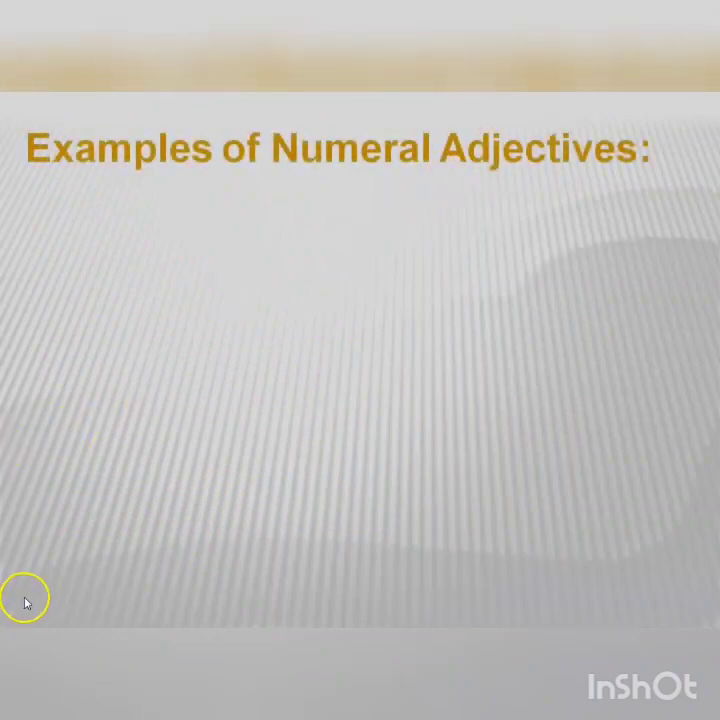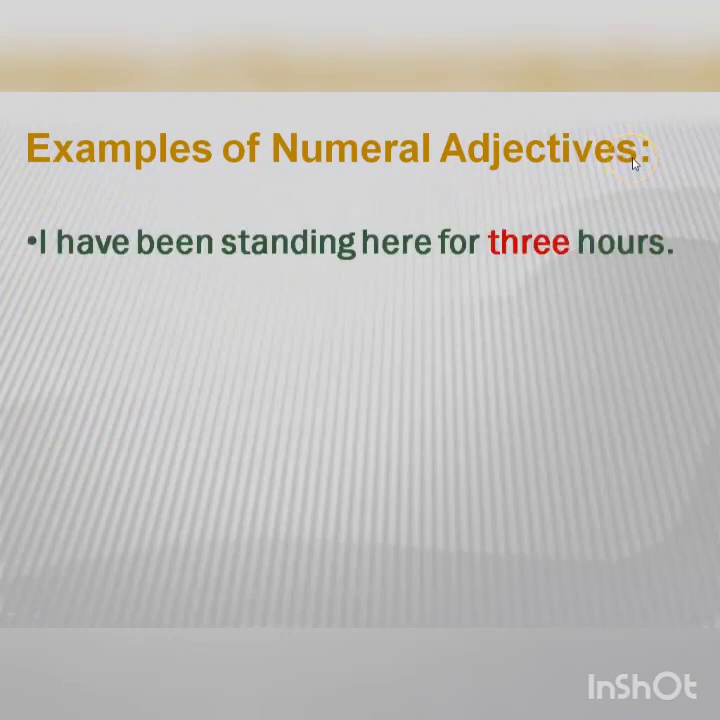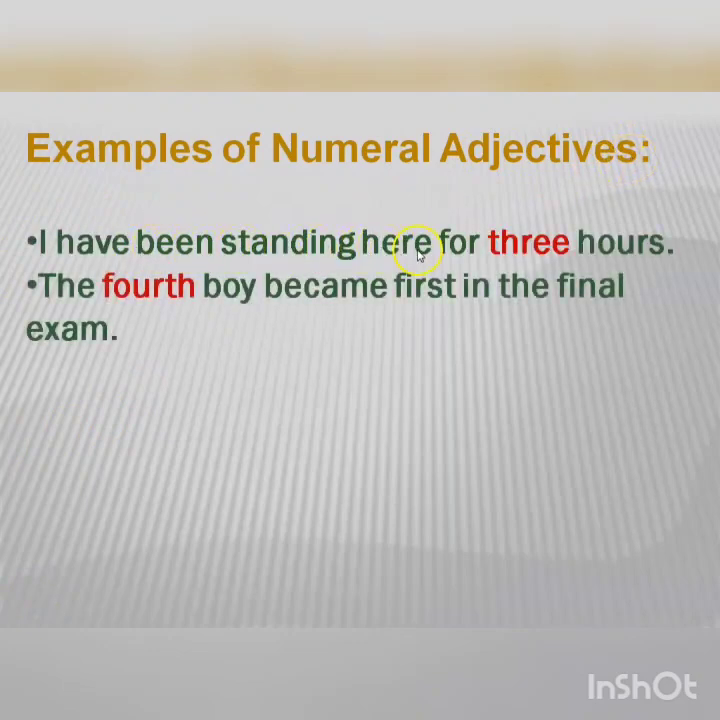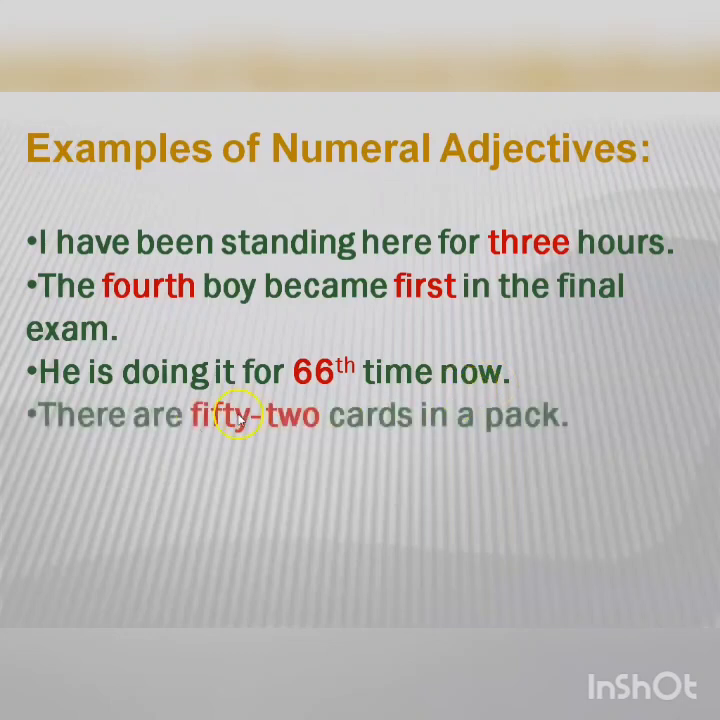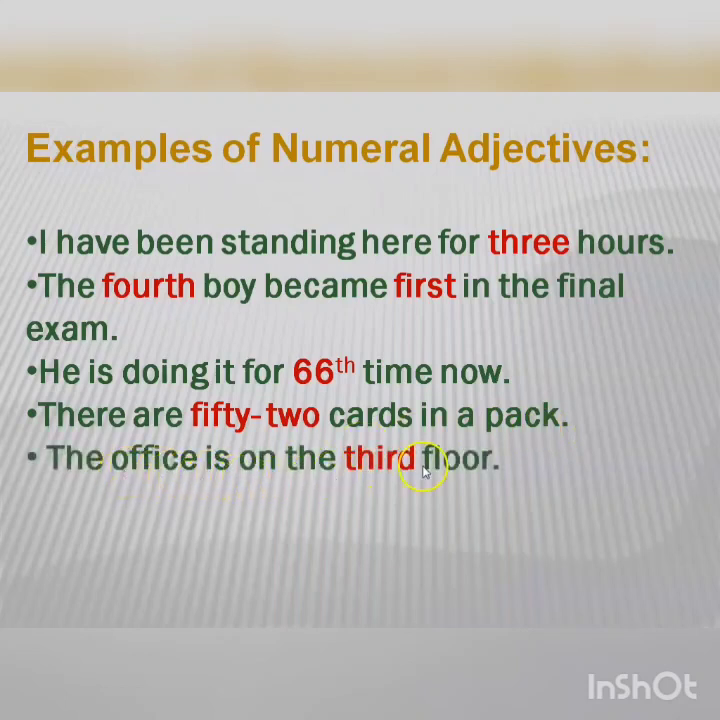Let's see next. Now let's see examples of numeral adjectives. I have been standing here for 3 hours. The fourth boy became first in the final exam. Next, he is doing it for the 66th time now. There are 52 cards in a pack. The office is on the 3rd floor.